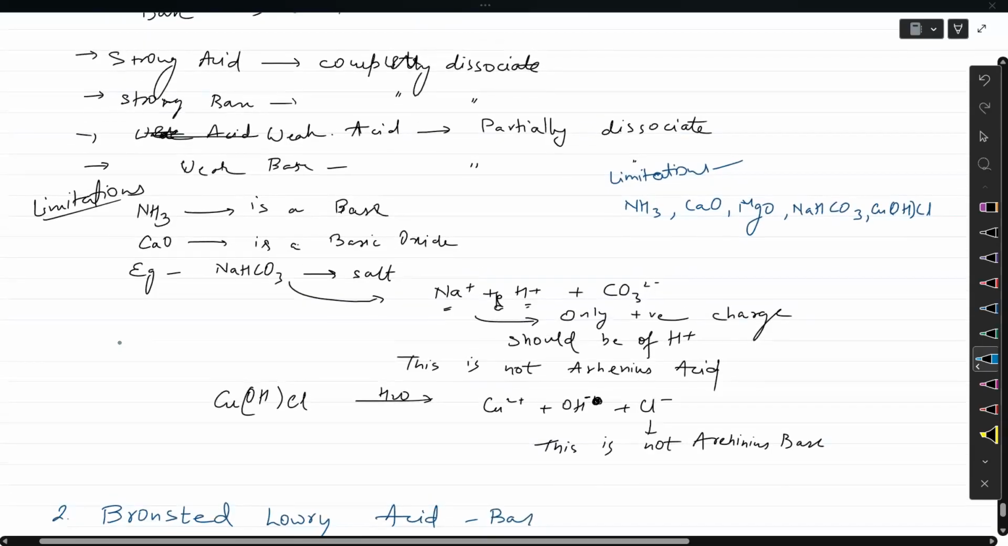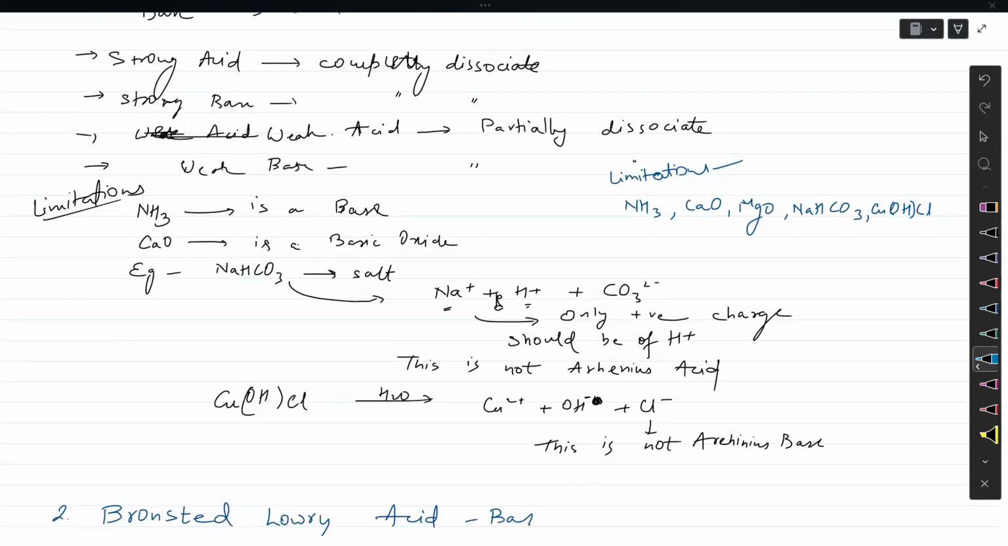So Bronsted-Lowry and Arrhenius have totally different definitions. The Bronsted-Lowry concept is still left. We will continue in the next session.